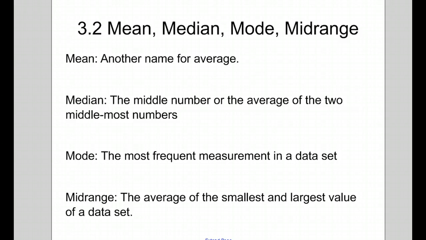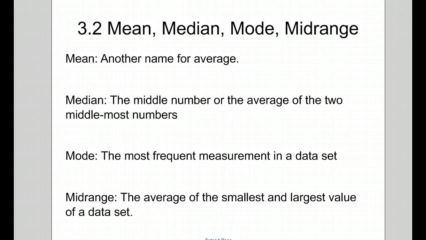Alright, and the 4 M's are the most common measures. Alright, mean, median, mode, mid-range. So we've seen mean already. It's just another name for the average, the arithmetic average. Add up the numbers, divide by how many you have.